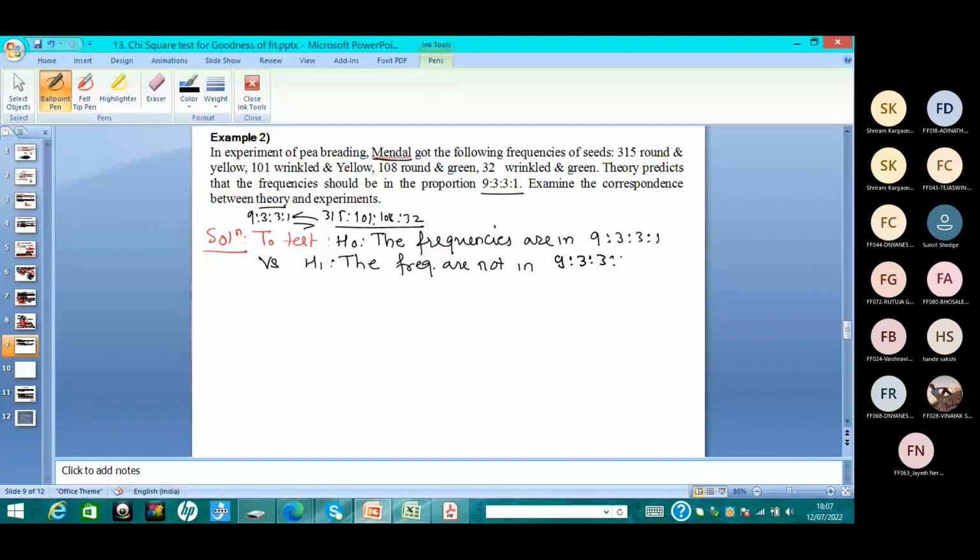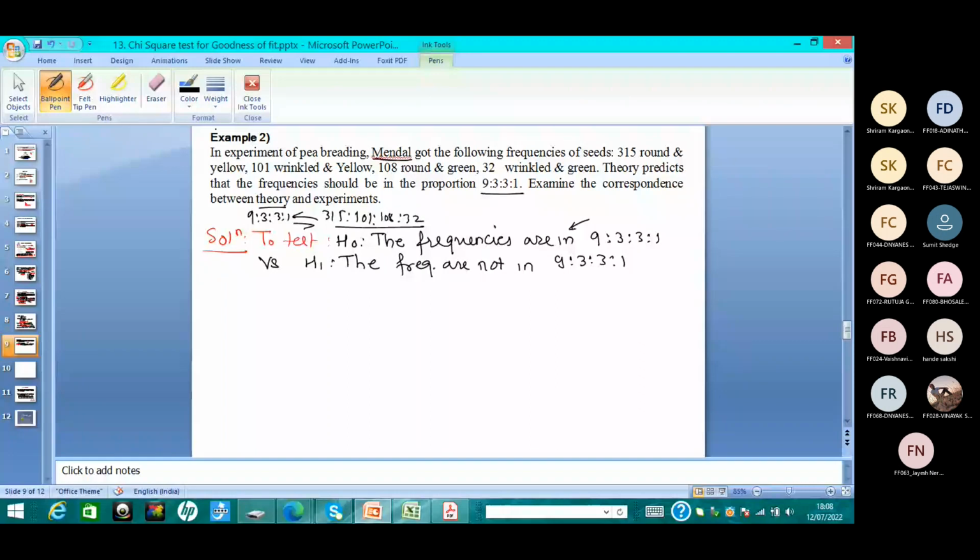It is the same case; if the frequencies are in 9:3:3:1, we can also say the fit is good. Fit is good is a general statement, and fit is not good is also a general statement. So in that place, whatever statement is in your question, that you have to write. So in this case we write this one. So let's move on.